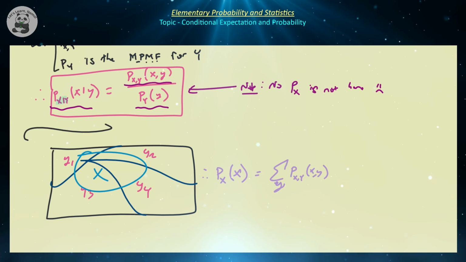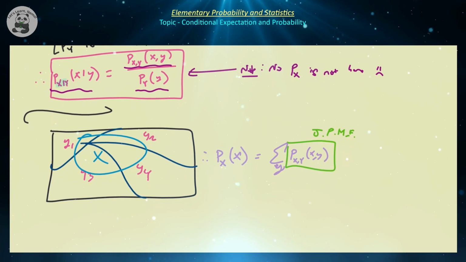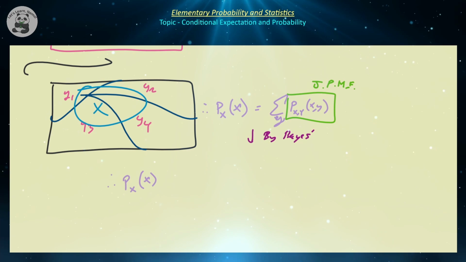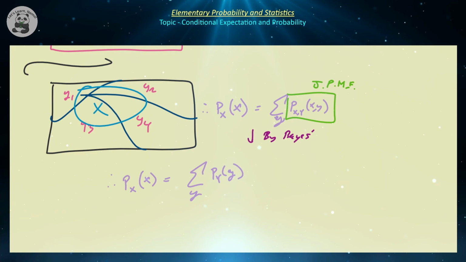And here this is the joint probability mass function for x and y. By Bayes' rule, we can write this expression in the following way. The marginal probability mass function for x, taking little value x, can be represented as the sum across all values of y of the marginal probability mass function for y at value little y times the conditional one, x given little y.